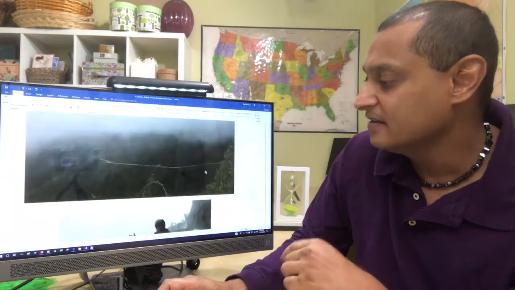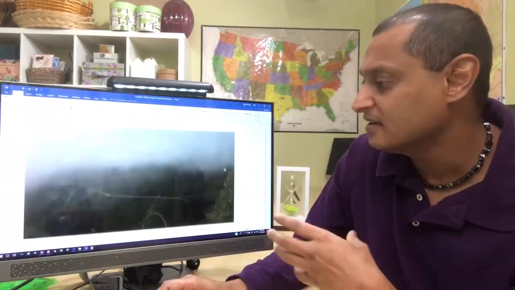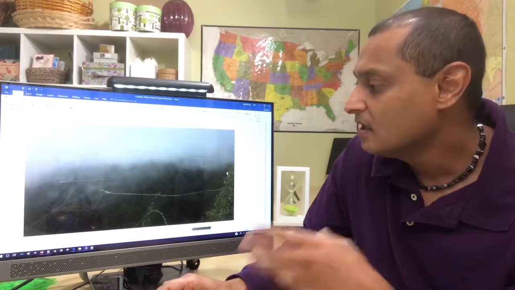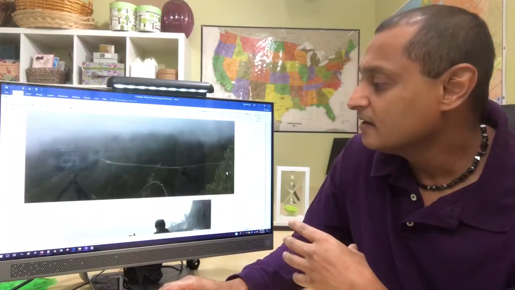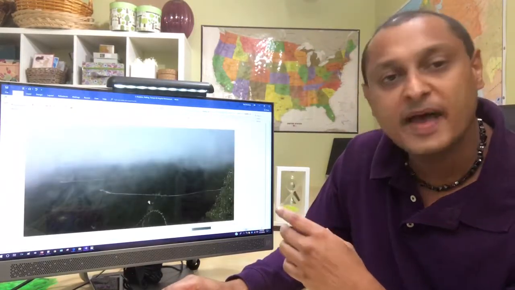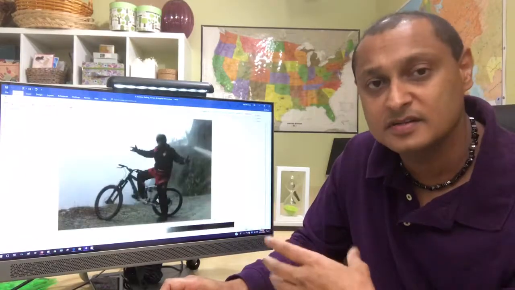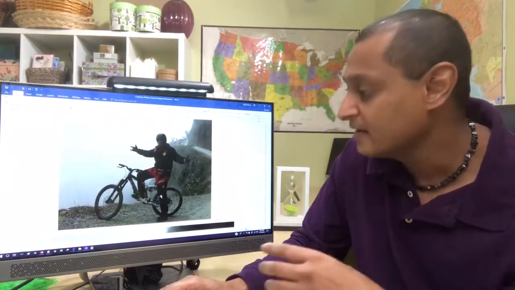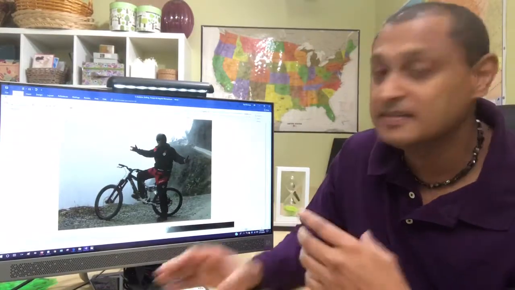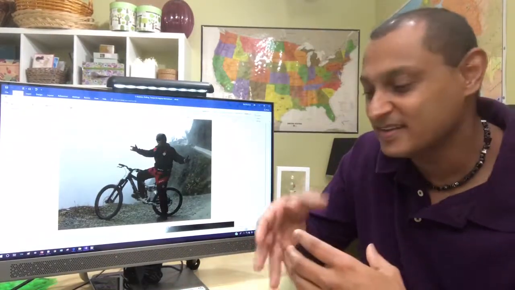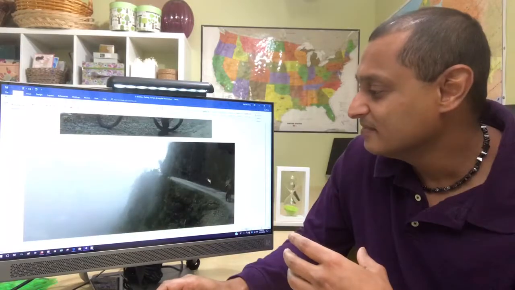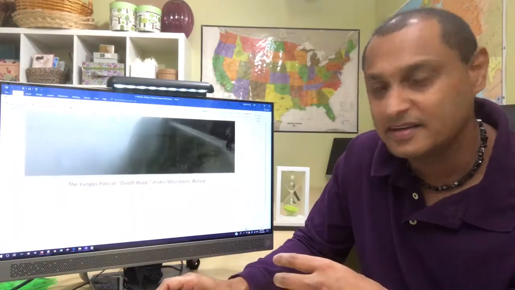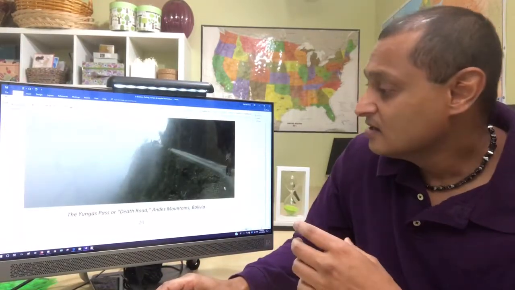And here's an example of just that. This is taken in the Andes Mountains in Bolivia on one of my treks down there. This is called the Yungas Pass, so the locals call it the Death Road. It's the most dangerous road in the world, responsible for the most deaths. I did a mountain bike trek down the Death Road. Not a whole lot of braking going on here because it's just a lot of loose rock.